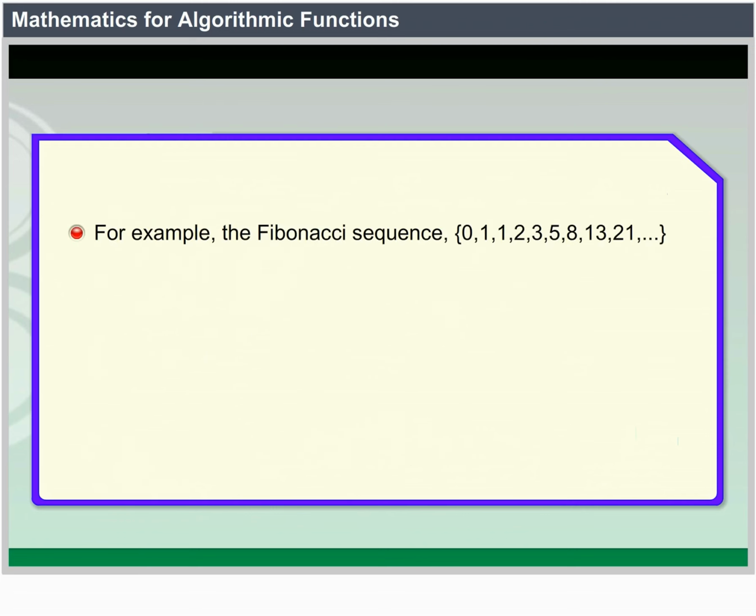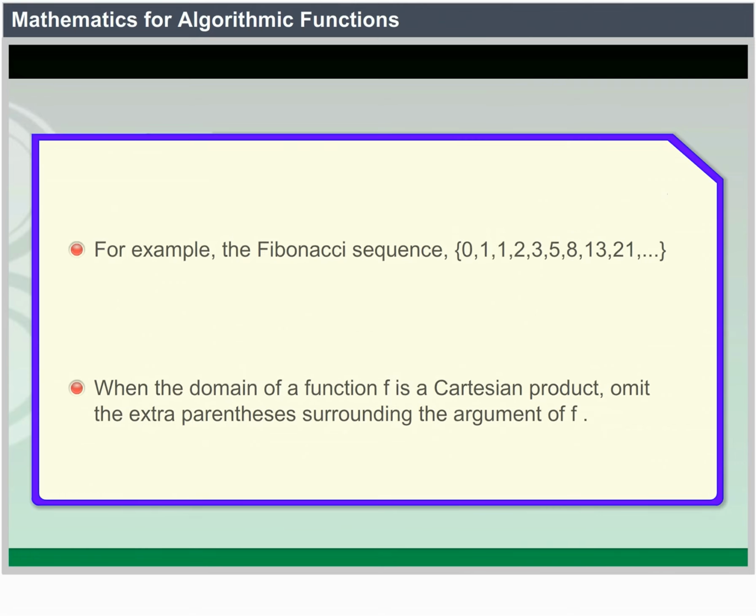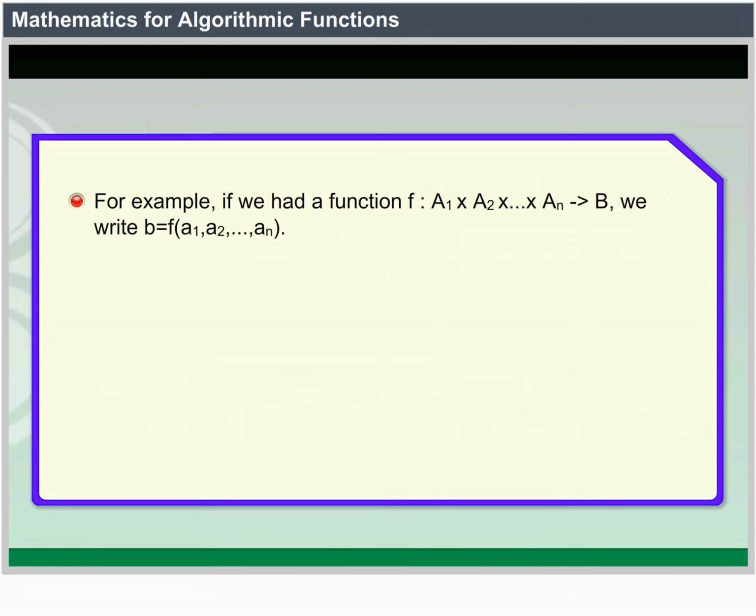For example, the Fibonacci sequence 0, 1, 1, 2, 3, 5, 8, 13, 21, and so on. When the domain of a function f is a Cartesian product, omit the extra parentheses surrounding the argument of f. For example, if we had a function f: A1 × A2 × … × An → B, we write b = f(a1, a2, …, an).